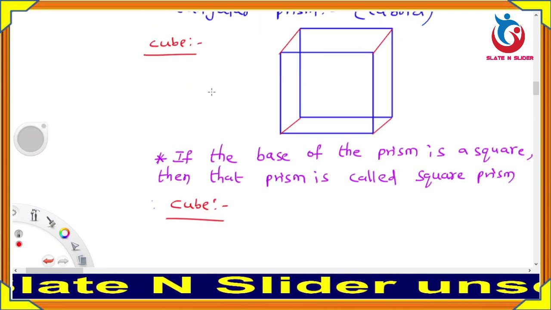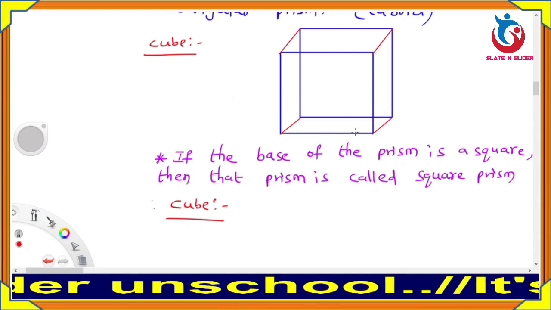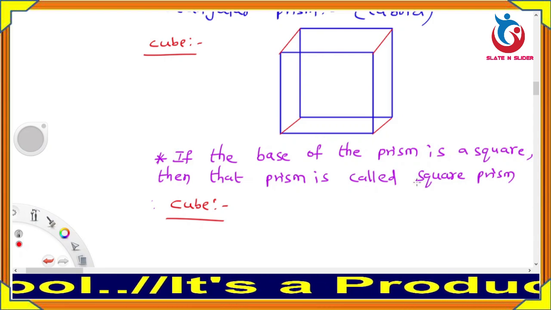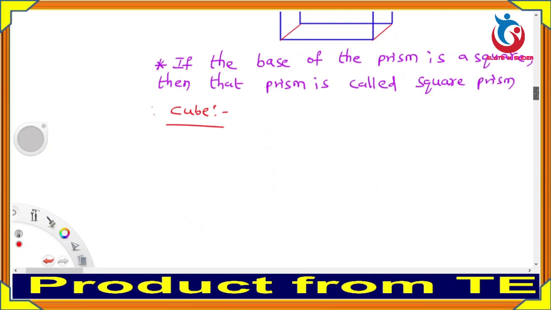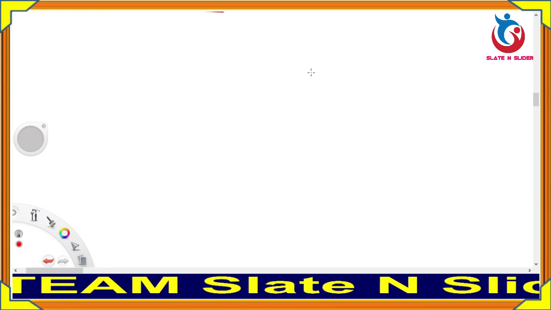Next we will discuss the cube. If the base of the prism is in a square shape, then that prism is called a square prism, but it has another name, that is cube. And we take one more, where the base of the figure is a triangle.